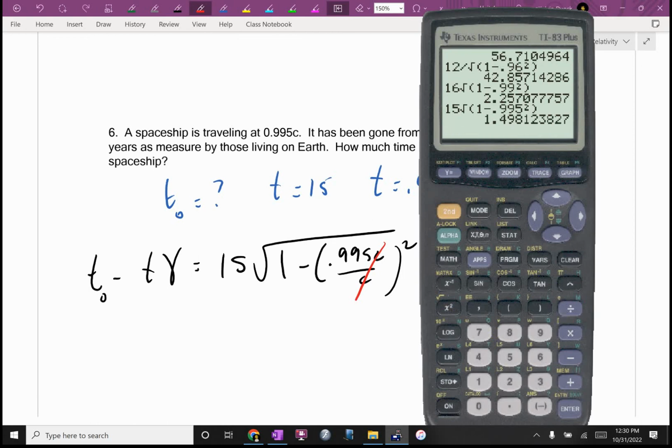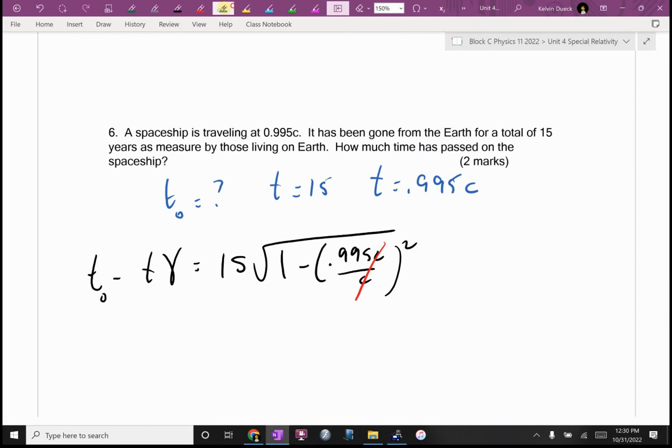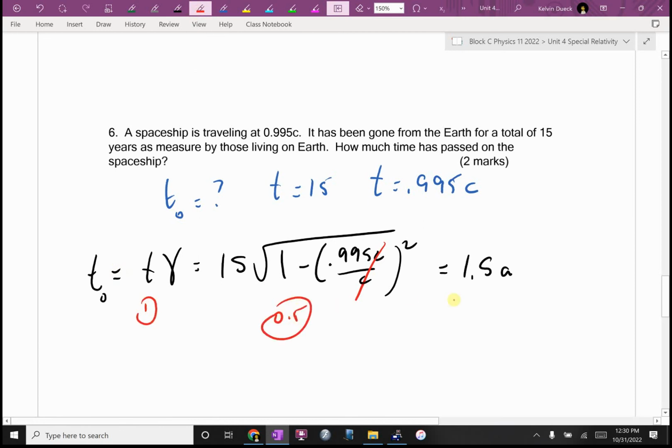You get, I guess this I'd have to round to 1.5 unless I go with a lot of sig figs. If you said 1.498, I'm okay with that, but I bet you most of you probably said, hey, Mr. Duick, it rounds to 1.5 years. And again, 1 mark, half mark, half mark.